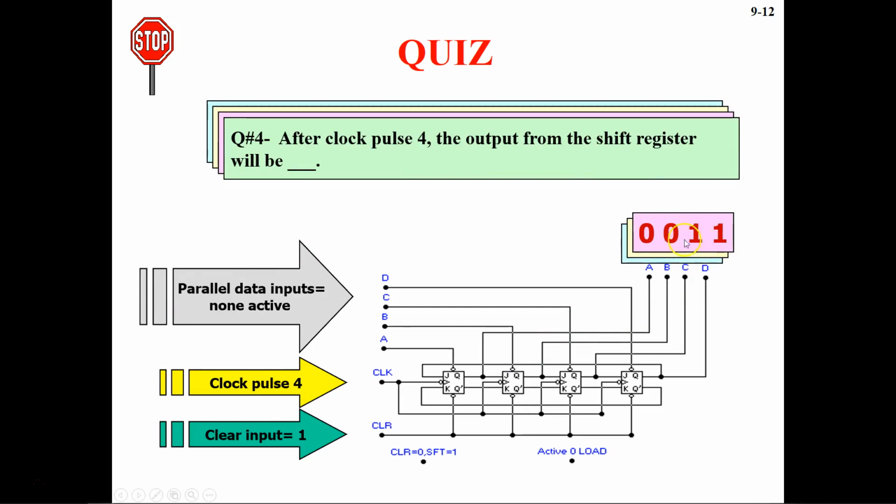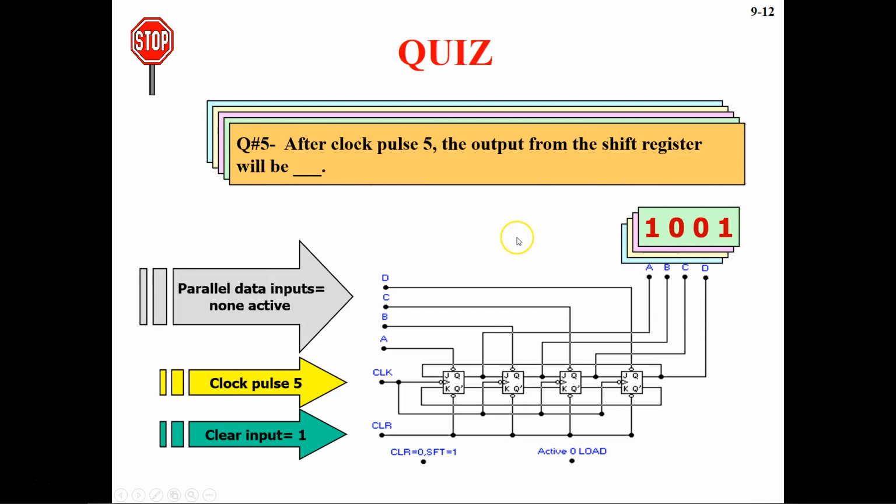And then after clock pulse 4, the output is going to shift once more. So this is going to become 0, and then this 1 which you have here goes into J and K. J will be 1 and K will be 0, and it will produce 1 over here. So in this particular case you're going to get 1 0 0 1, and that's your answer. At clock pulse 5, all the inputs are inactive.